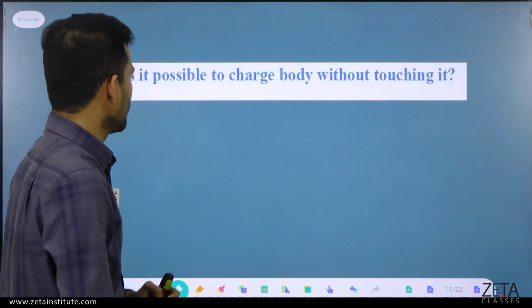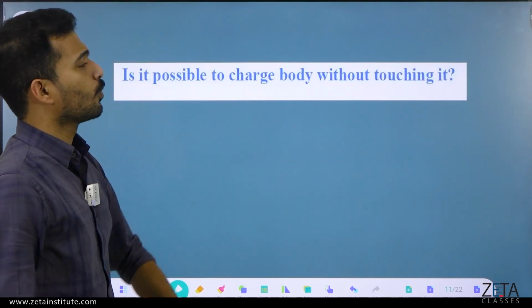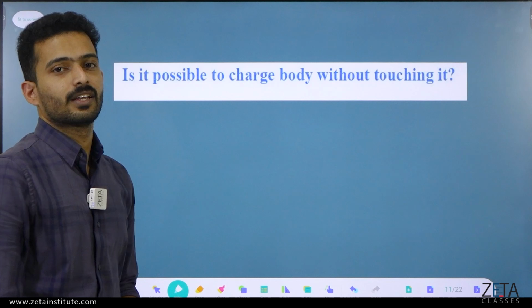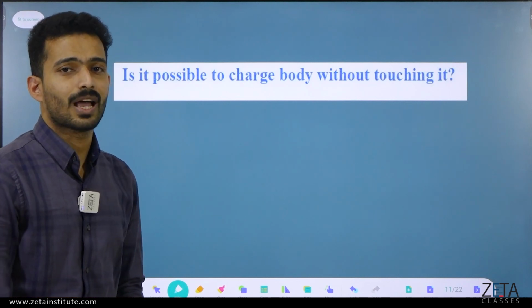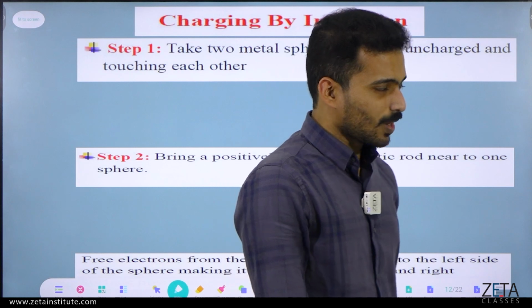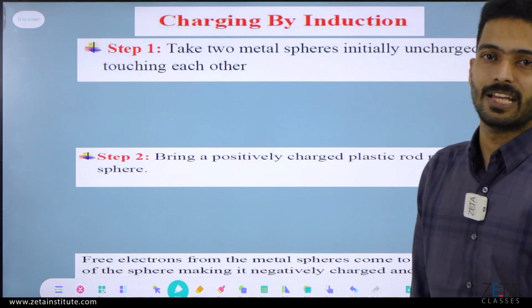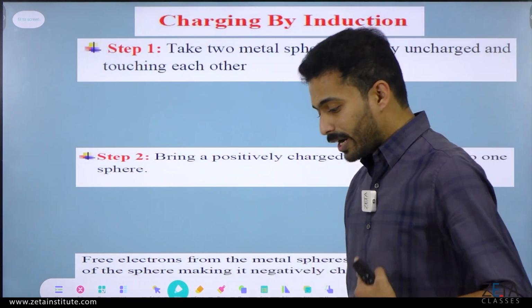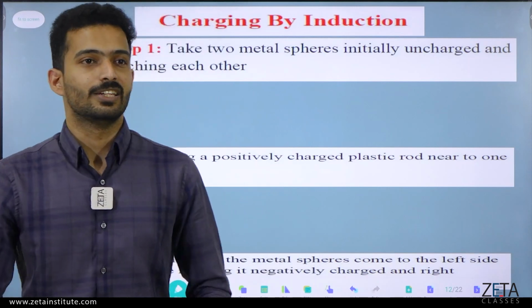Next, is it possible to charge a body without touching it? So without touching, we have to charge a body. So is it possible? Let us check it. There is one method, that is charging by induction. So let us discuss what we mean by charging by induction.